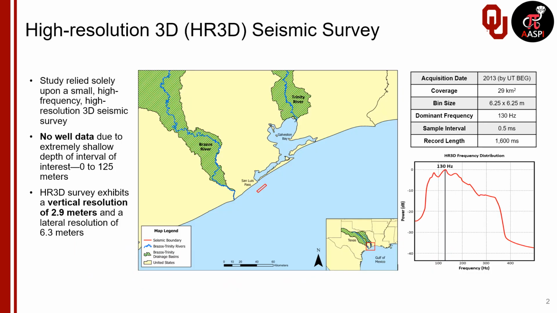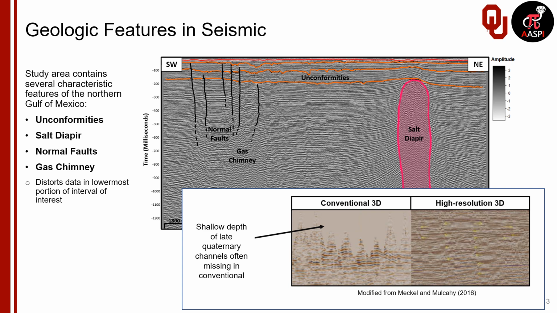We're going to be looking on the very northwest side of the Gulf of Mexico, like I mentioned, just offshore of Texas, by the San Luis Pass area. This is high-resolution seismic data that was shot by Tip Meckel and his group at the Bureau of Economic Geology at UT Austin. What's interesting about this data is it's high-resolution 3D, so we've got very high resolution compared to normal conventional seismic surveys. But because of the shallow depth of this area, we didn't have access to any well data.